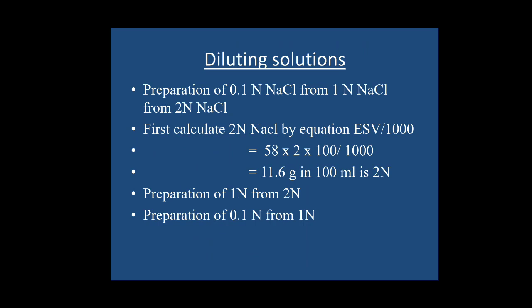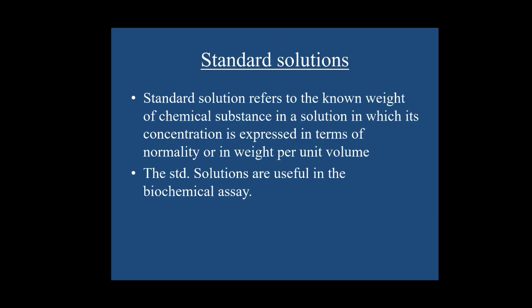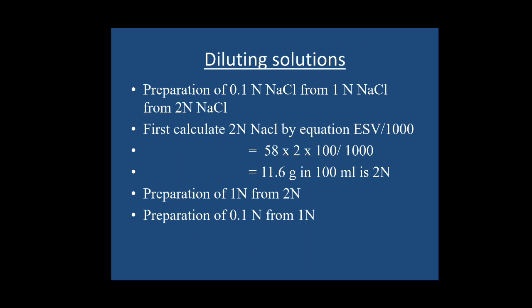So we have got the value for 2 normal, how much NaCl we have to take to get 2 normal. So you have to find out now 1 normal and 0.1 normal. How are we going to calculate? You have to do it as homework.